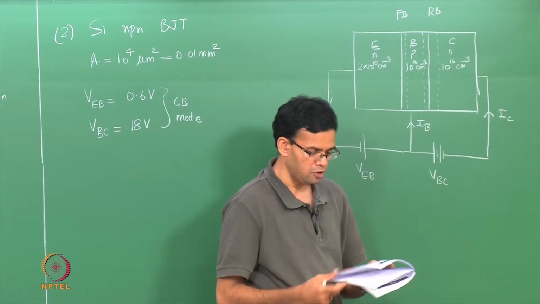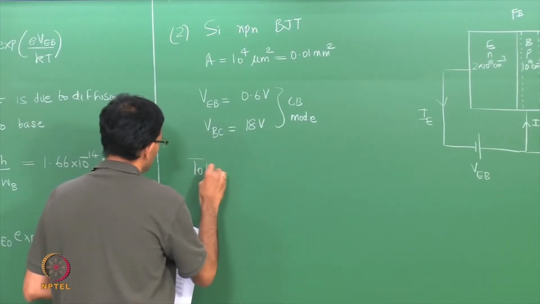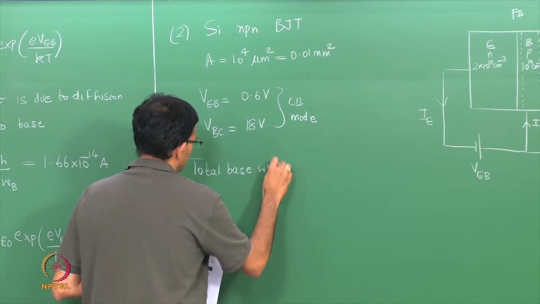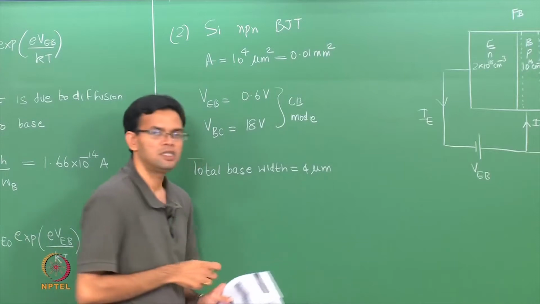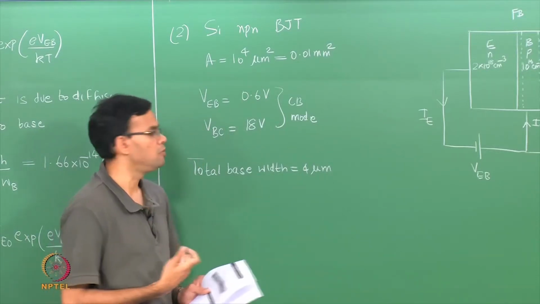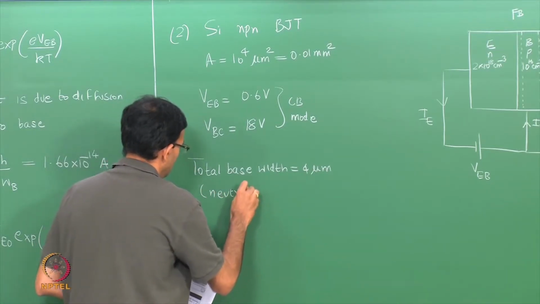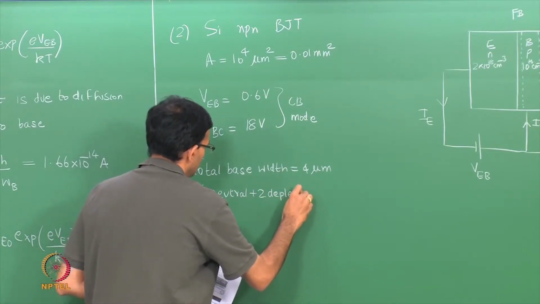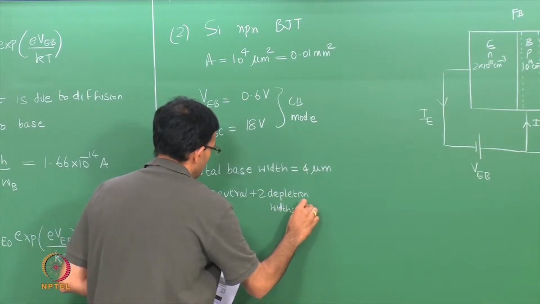So, the total width of the base is 4 micrometers. This includes the neutral region, and at the same time it also includes the depletion region. So, this is the neutral region plus the 2 depletion widths in the base.